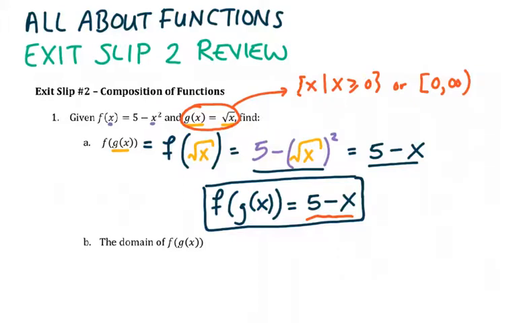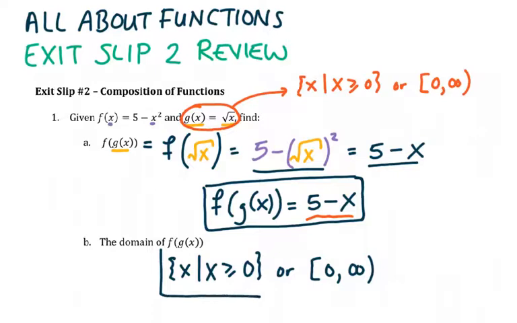So the domain for f of g of x is thus all values of x such that x is greater than or equal to 0, so that we satisfy the restriction on the radical. Or again, the interval notation for that would be 0 to infinity. So as long as you have one of these two answers for domain, you're in good shape. And I do agree, if you're thinking, this is kind of weird, domain for composition is not the most intuitive, because we have to consider both functions f and g.